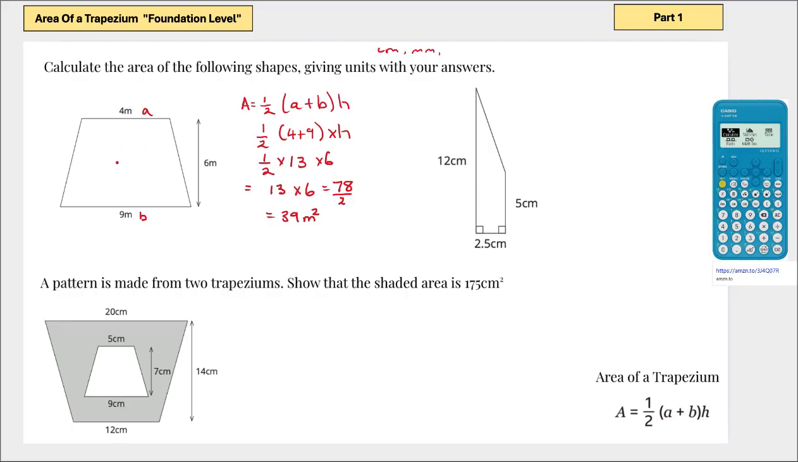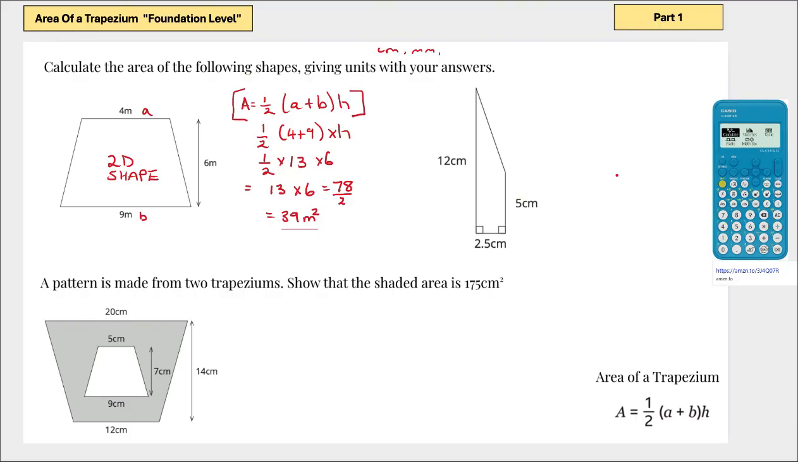Now remember, it's metres squared because what? It's a 2D shape. To make it in simpler terms, it's just a flat shape. Okay, it's just a flat shape. So it's metres squared. So all we're doing is following our formula.